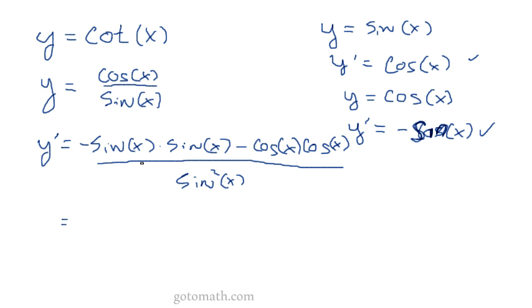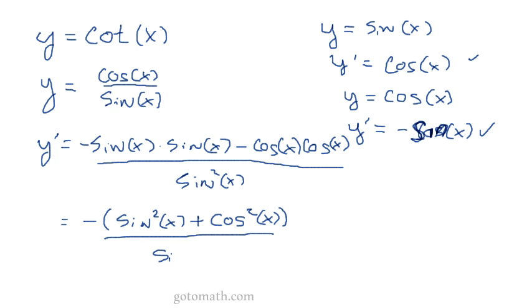Now what we'll want to do is clean this up. I'm going to go ahead and factor this negative out, and so we have a negative. I'm going to start a parentheses here. We have sine squared x plus cosine squared x, and it's all over sine squared x. Alright, remember this is still y prime. And so we have an identity up here, sine squared x plus cosine squared x is 1. And so we have negative 1 over sine squared x.